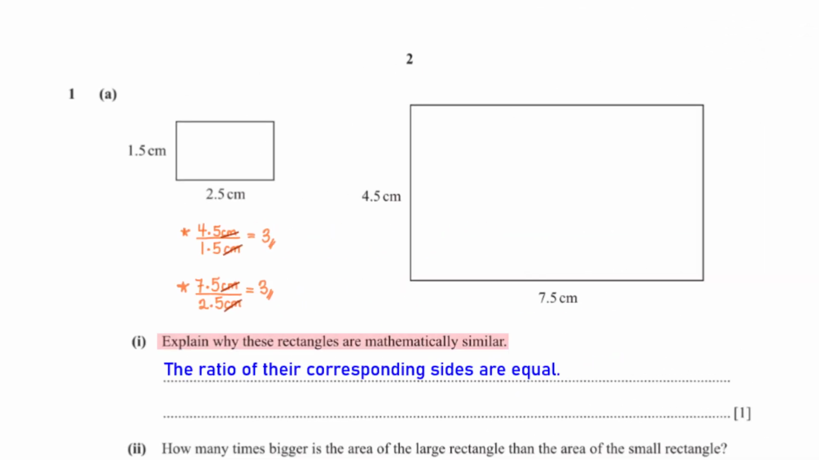Explain why these rectangles are mathematically similar. When we divide the corresponding sides of the two rectangles, we get the same value, so they are mathematically similar.